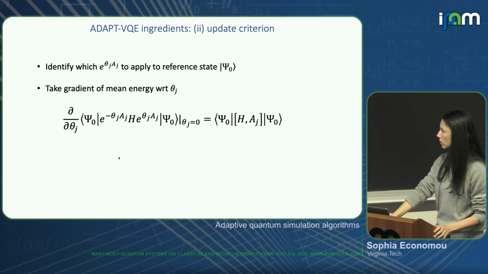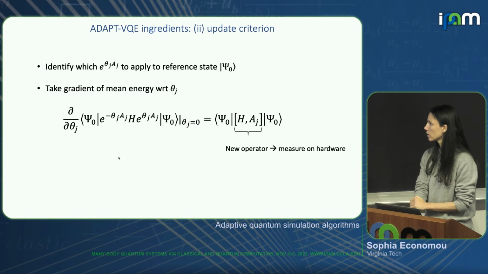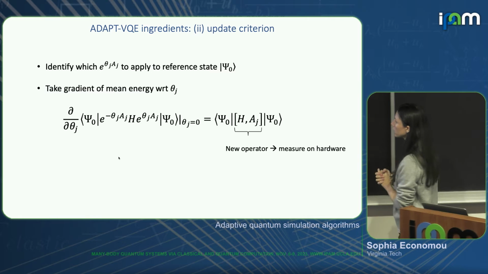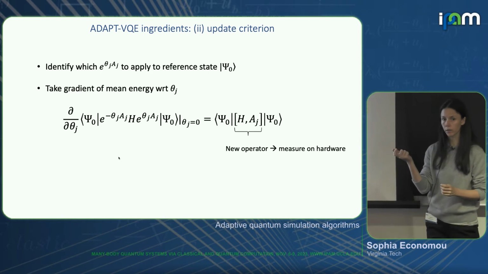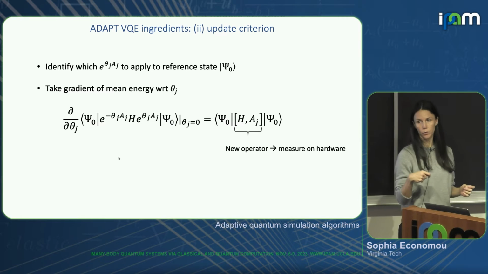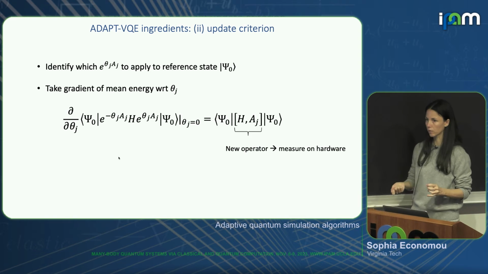And you can work out that this is just the mean value of the commutator with that operator of the Hamiltonian. And what is nice about this is that this now constitutes a new Hermitian operator, which you can itself measure on the hardware. So you can think about actually doing this step on the quantum hardware as you go along.